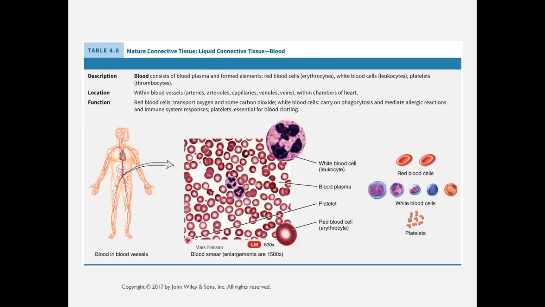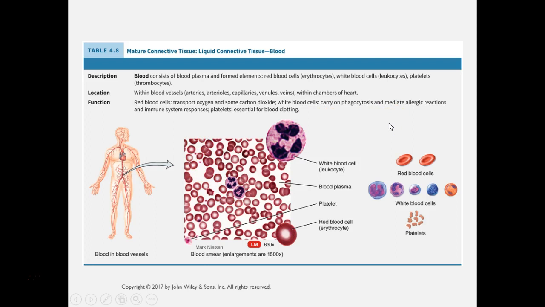Blood is a liquid connective tissue. So the cells found within the blood are your erythrocytes or red blood cells, your white blood cells, also called leukocytes, which are your immune system cells, and your platelets, which are tiny little fragments of cells, such as these that you see. So they're tiny little pieces.